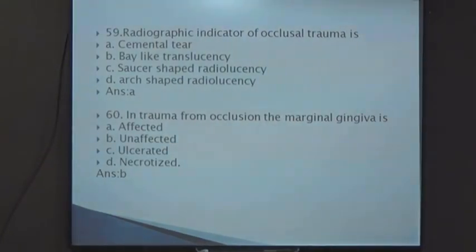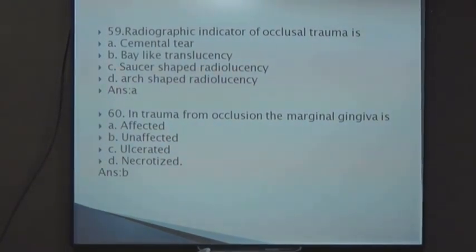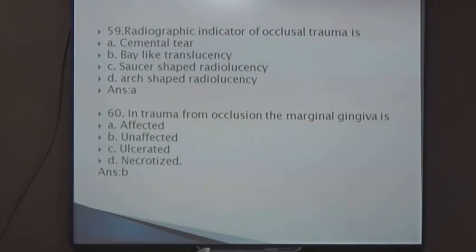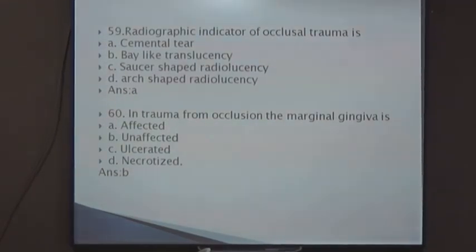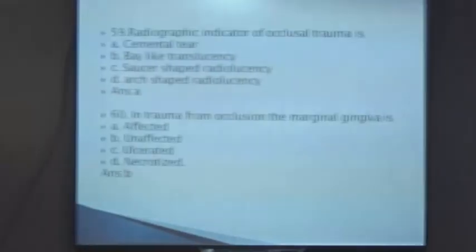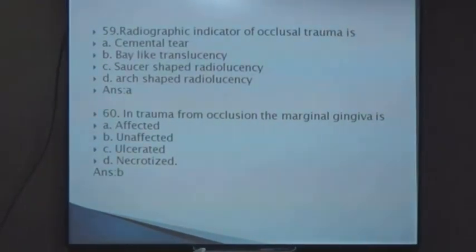So you should know how to exclude these three. Bay-like cemental resorption will be there. Saucer shape will be in periimplantitis. Arc shape will be in aggressive periodontitis. The left one is cemental tear. Okay. First you should know to exclude, then it will be easy for you to identify which is the one. And in trauma from occlusion, the marginal gingiva is unaffected.